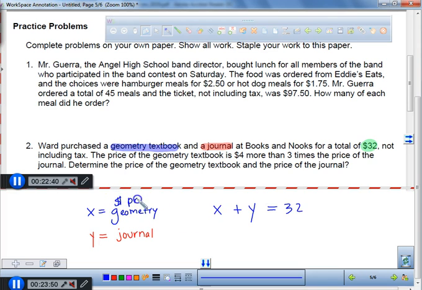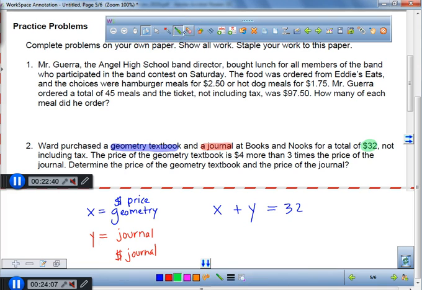Now, I'm going to put money. That means the price of the geometry book, just like the journal, is dealing with money. So the independent value is the price of the geometry book. The dependent value is the price of the journal, the money for the journal. Now, this is the part where it gets a little bit tricky.